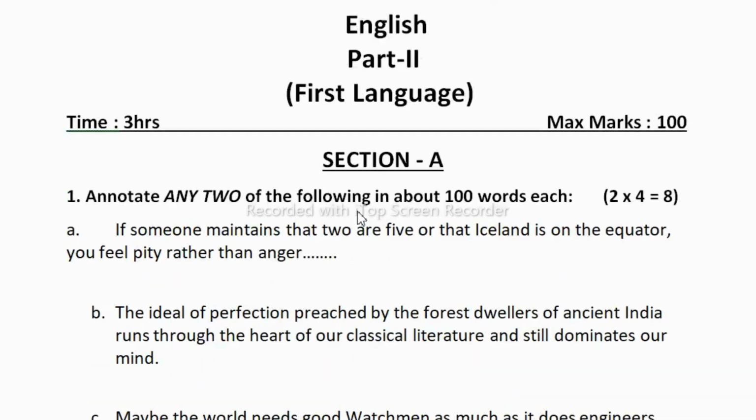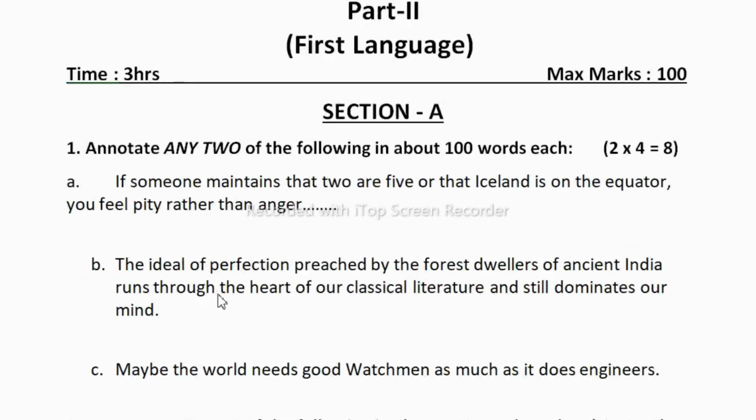question. So here under Section A, you'll have annotations, of which any two you have to write. They will give you any three questions, and from those three you have to write any two. Each one carries 4 marks. If you write two questions, then you will get 8 marks, and each answer you have to write in 100 words. Now let us see how you have to annotate these.